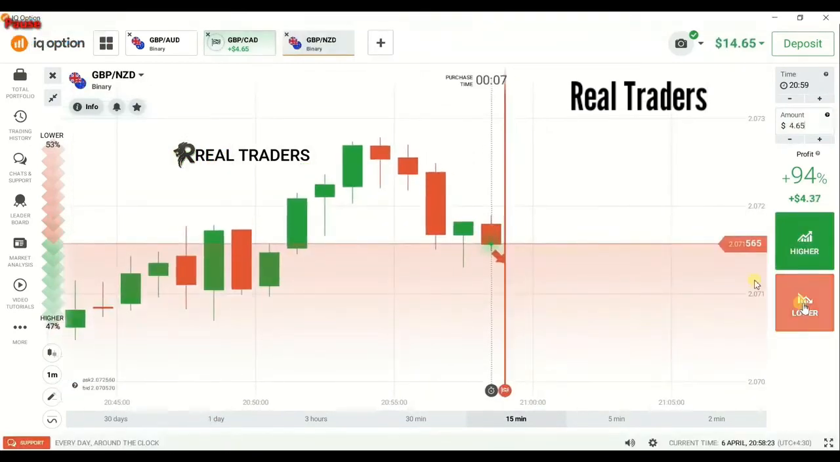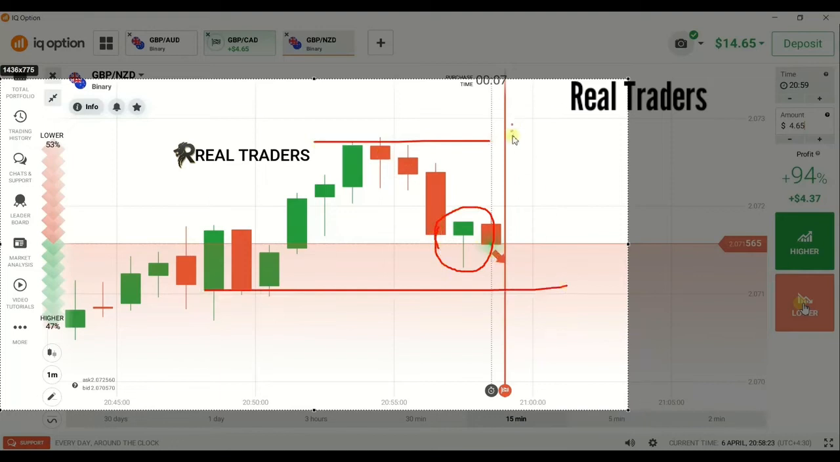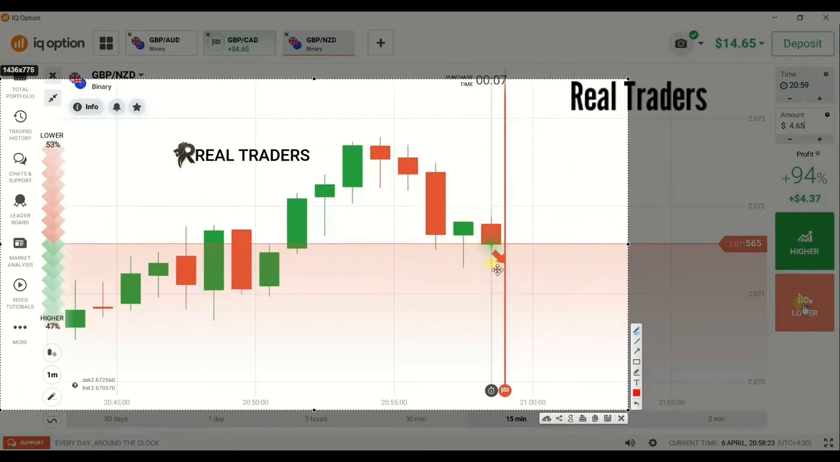Here I wanted to place my trade on a lower option because of the previous class points. It is a green hammer candle in the middle of the trend, because the sellers are here, the buyers are here. So this is the resistance, this is the support, and it is in the middle of the trend. You can be sure because of seeing this new low.